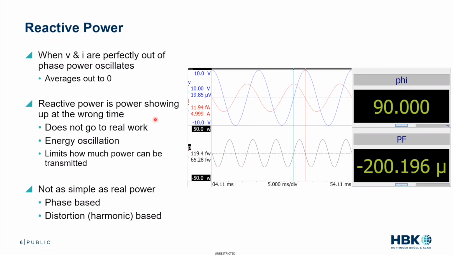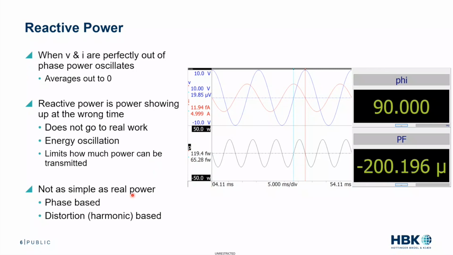So this really is, it's in a power line. It is there, but it's oscillating. It's not doing anything useful except creating heat and losses and all this stuff we don't necessarily want. So it's power that's showing up at the wrong time. It doesn't do real work because it's sitting there oscillating. And it limits how much power can be transmitted because it's taking up space in the power line.